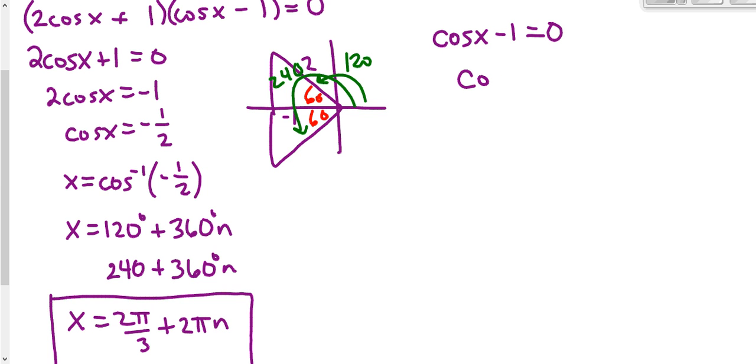Now let's finish with the other half of the problem. Add 1 to both sides, take the inverse cosine, and then let's see the angle whose cosine is 1.